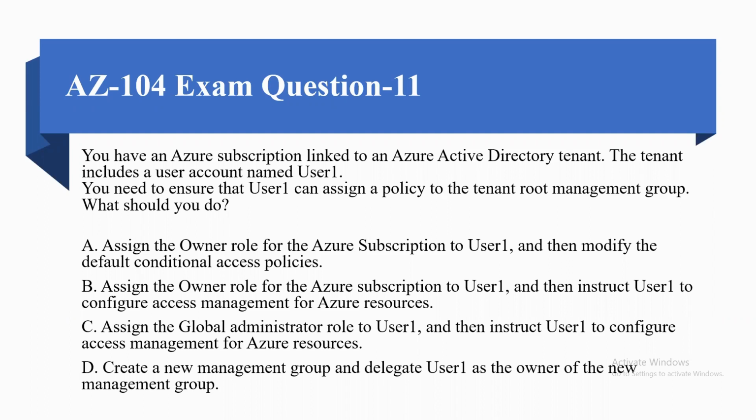What should you do? Option A. Assign owner role for the Azure subscription to user1 and then modify the default conditional access policy. Option B. Assign owner role for the Azure subscription to user1 and then instruct user1 to configure access management for Azure resources. Option C. Assign global administrator role to user1 and then instruct user1 to configure access management for Azure resources. Option D. Create a new management group and delegate user1 as the owner of the new management group.